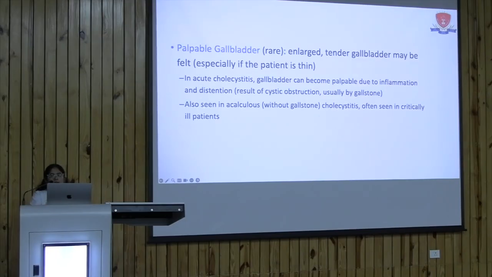Palpable gallbladder is rare. In some cases of cholecystitis, the gallbladder may be palpable during physical examination, especially in thin patients where less abdominal fat allows easier detection. This occurs when the gallbladder becomes inflamed and distended, usually due to a cystic duct obstruction caused by gallstone. The trapped bile and increasing pressure cause the organ to enlarge and become tender. A palpable gallbladder may also be observed in acalculous cholecystitis, often seen in critically ill patients, and can be a serious complication of other medical or surgical conditions.